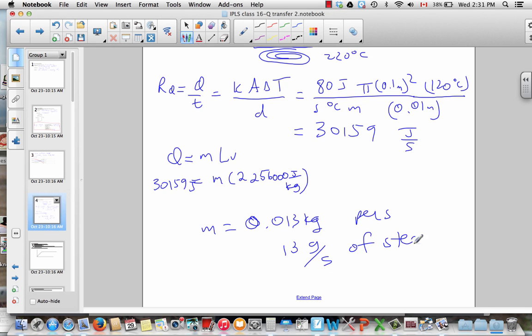And so that's the amount of steam that we're producing. So we know there's 30,000 joules going into the pot each second, so that tells us that 13 grams of steam are being produced.